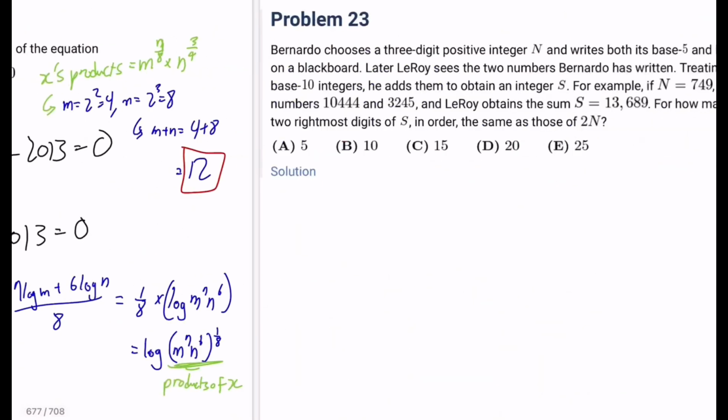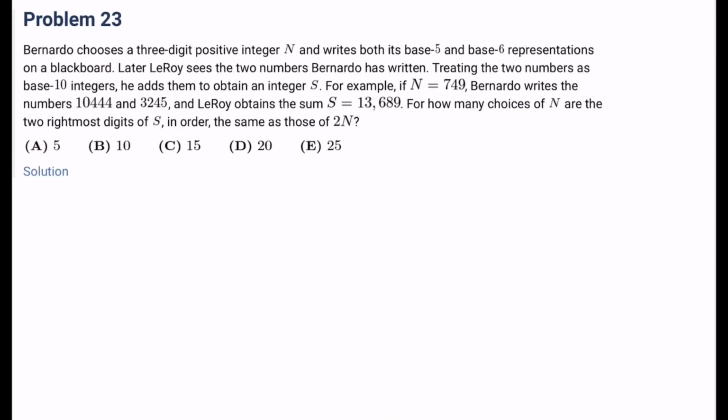It's A. Number 23. Bernardo chooses a 3-digit positive integer n and writes both its base 5 and base 6 representations on a blackboard. Later, Leroy sees the two numbers Bernardo has written. Treating the two numbers as base 10 integers, he adds them to obtain an integer s. For example, if n equals 749, Bernardo writes the numbers 10444 and 3245, and Leroy obtains the sum s equals 13689. For how many choices of n are the two rightmost digits of s the same as those of 2n?